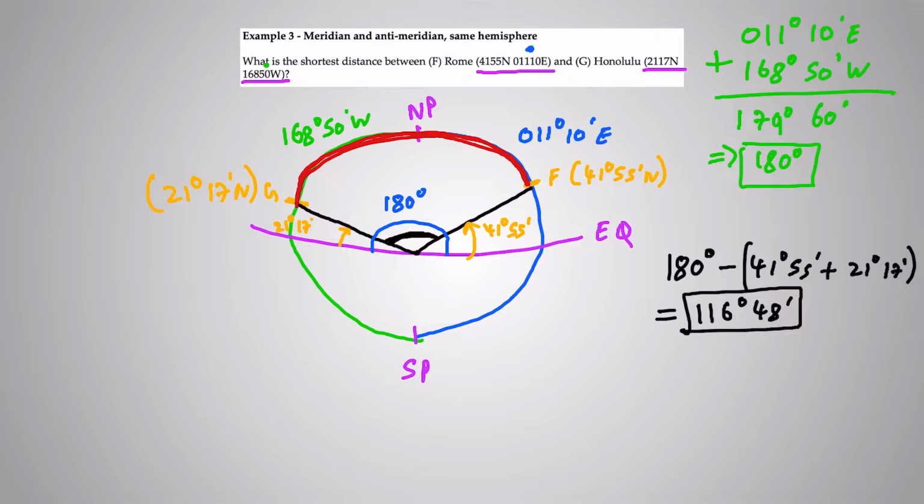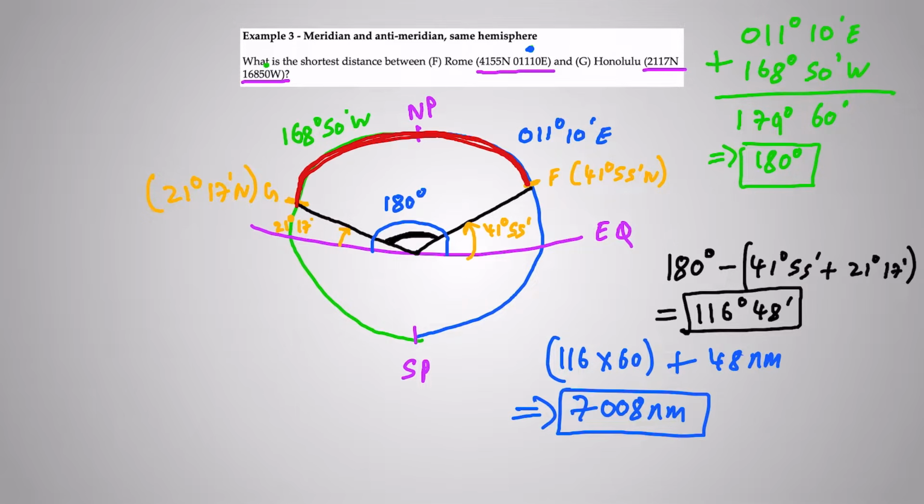Okay, so now we have the angular distance. To convert it to linear distance, it will be 116 into 60 plus 48 nautical miles. So this is this red distance from point F to point G.